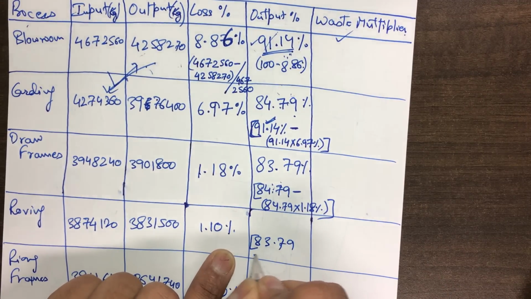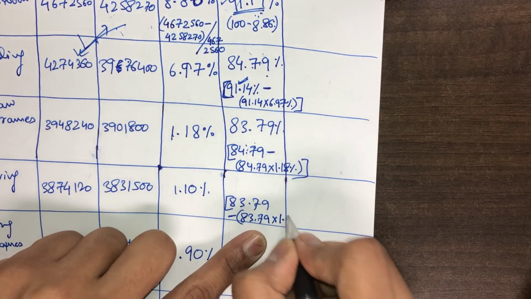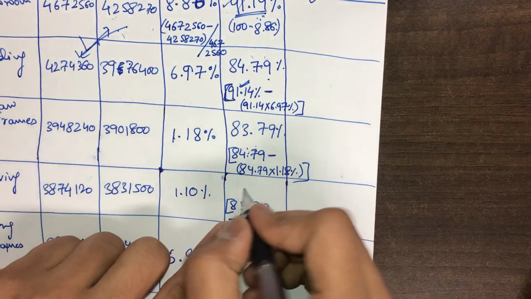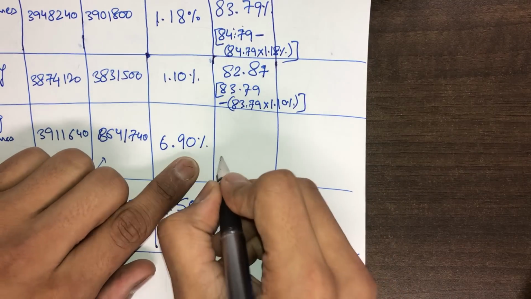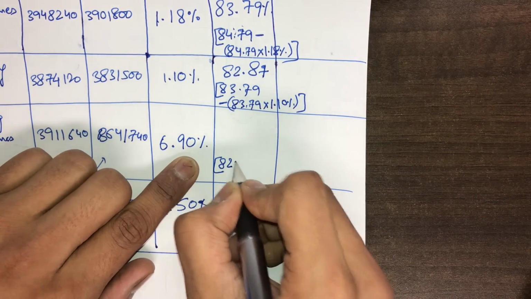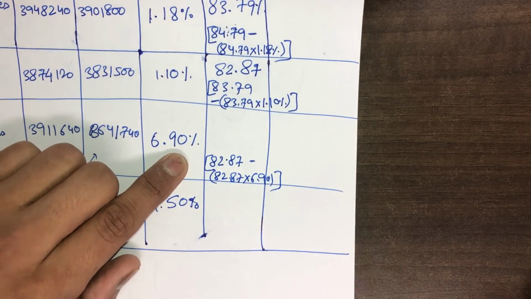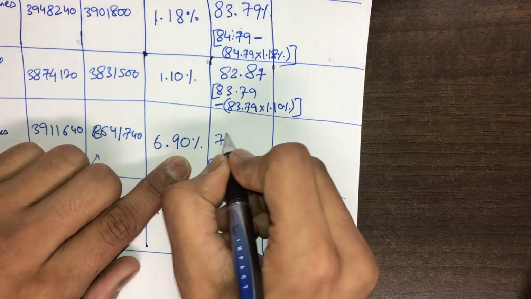Output of the fourth process will be, this is the fourth process, 83.79 minus 1.10% gives 82.87. So 82.87 minus 6.90 gives 77.15.